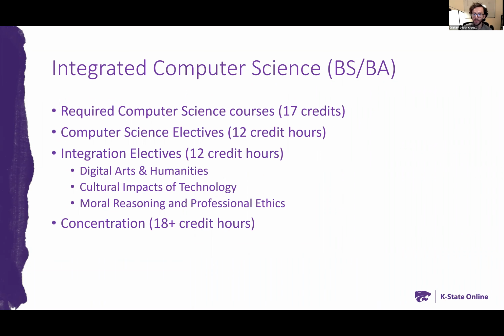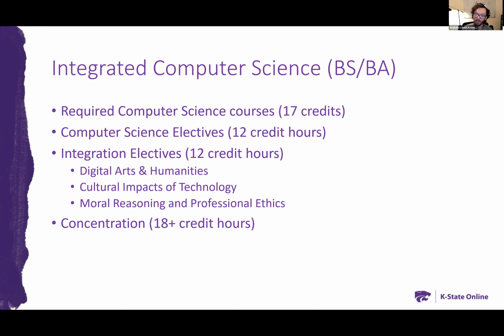Okay, so the integrated computer science program kind of picks up where the certificate leaves off. Rather than being a certificate program, integrated computer science is a full bachelor's degree. You can do it either as a BS, Bachelor of Science, or a BA, Bachelor of Arts. It's offered through the College of Arts and Sciences. What it involves is, first of all, 17 credits of required computer science courses. Those are exactly the courses that you just saw on the certificate. And you add to that 12 credit hours of computer science electives.